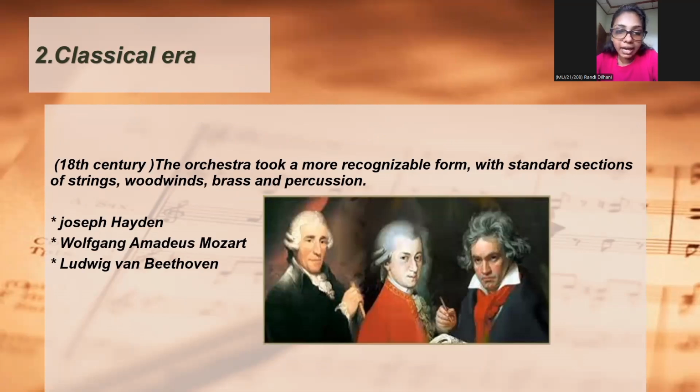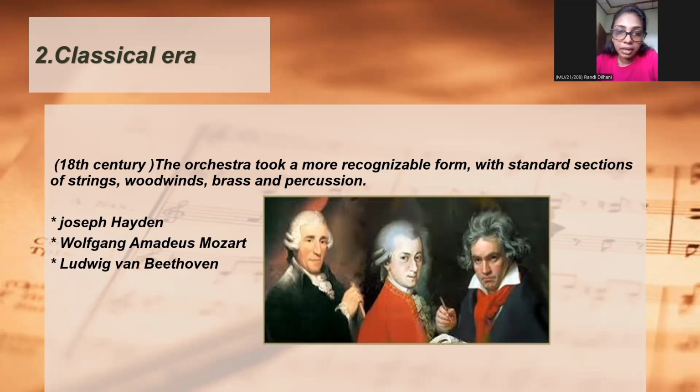Joseph Haydn, often called the father of the symphony, played a crucial role in developing the symphonic structure, writing over 100 symphonies. Wolfgang Amadeus Mozart and Ludwig van Beethoven further expanded the form, particularly Beethoven, whose symphonies pushed boundaries in length, complexity, and emotional depth.